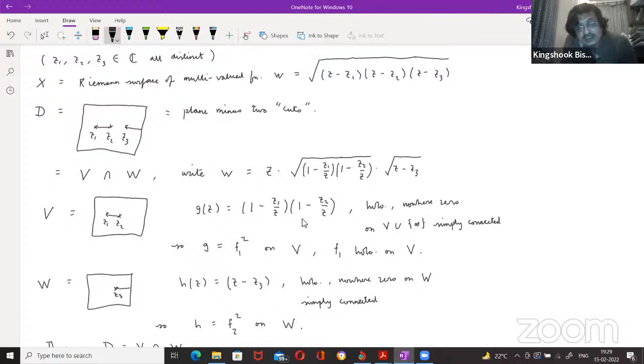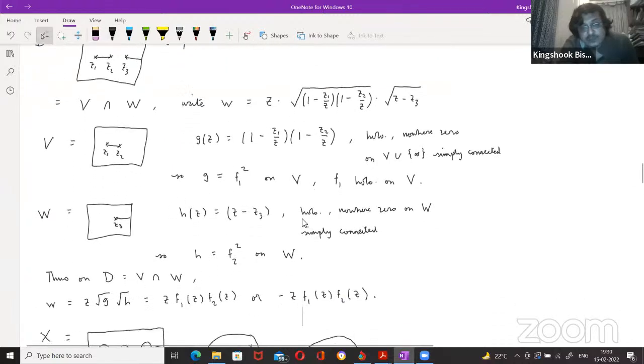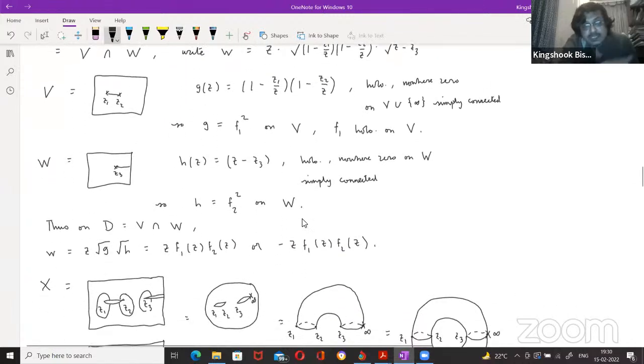So this is again holomorphic and nowhere zero on the domain V union infinity, which is a simply connected domain. This domain is not simply connected, but if I add the point at infinity, then it becomes simply connected. So G will be therefore equal to some holomorphic non-zero function f1 squared on this domain V. And my second function H is Z minus Z3. This is holomorphic nowhere zero on this domain W, which is simply connected. So H is equal to some function f2 squared on W. So both of these have square roots on V and W.